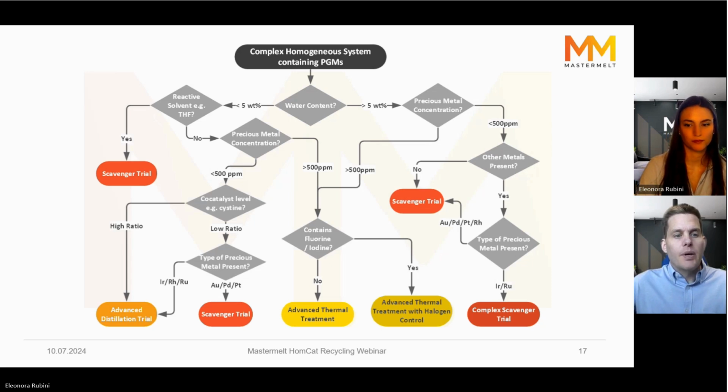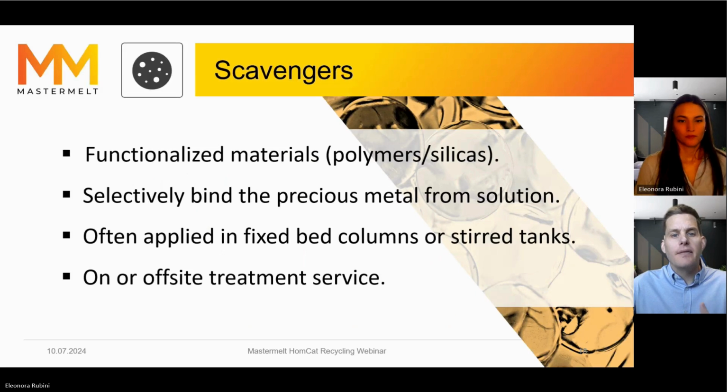So we spoke about the 3 different technologies, so let's have a bit more of an understanding of what these things actually mean. And what is a scavenger? Well, a scavenger is a functionalized material, typically a polymer or a silica, which is able to selectively bind the precious metals within the solution. Then we're able to filter that off. We can do this in a fixed bed, or we can do it in a stirred tank.